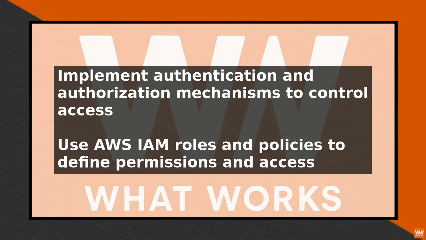Configure the OAuth flow to use HTTPS and TLS encryption to protect data in transit. Additionally, implement security best practices, such as validating user input, handling errors and exceptions, and monitoring and logging security-related events. Use AWS security services, such as AWS Cognito and AWS IAM, to provide an additional layer of security and protection.